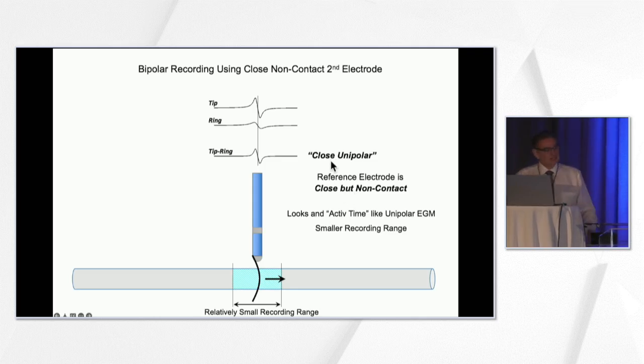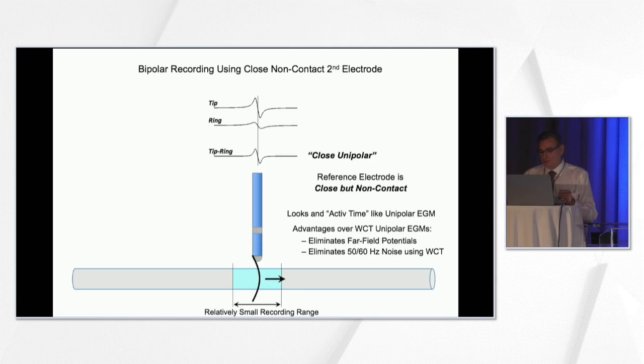And about 18 years ago, I remember when I was working for a little while in Amsterdam, I heard Jacques de Bakker refer to this as a close unipolar electrogram, meaning you get the advantage of eliminating far field potentials. Now, this is going to have another advantage, and Pascal referred to this also, and that is it eliminates the 50 to 60 hertz noise that you get with unipolar electrograms when you use the Wilson Central Terminal.